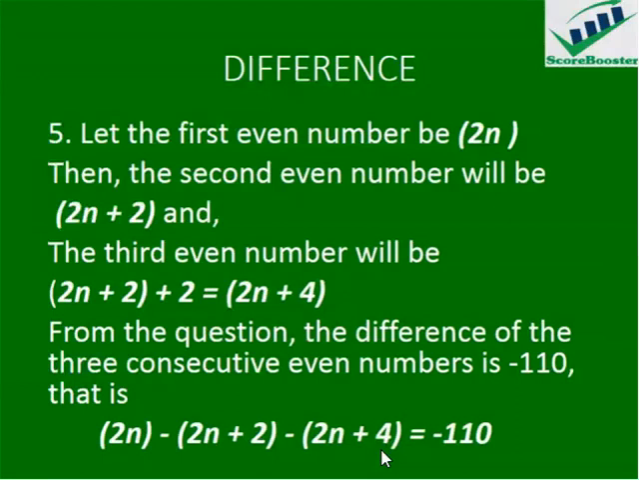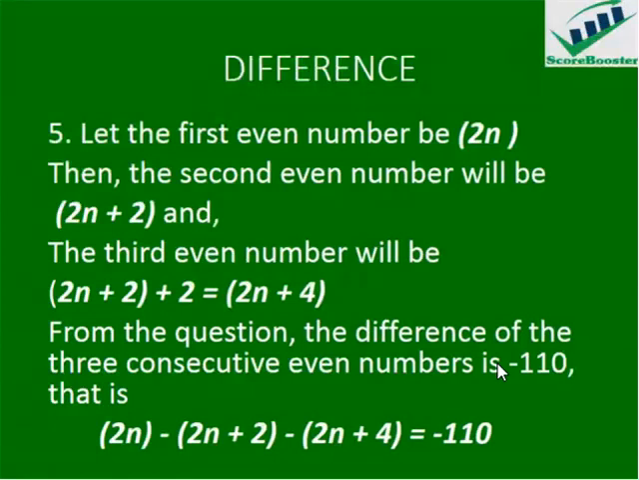From the previous lesson, we already taught how to generate the generating function of even numbers, which is 2n. The difference between even numbers is 2. So for you to get the second even number, you add 2 to the first even number. For the third even number, you add 2 to the second even number. For the fourth even number, you add 2 to the third even number, and so on. So from the question, the difference of the three consecutive even numbers is what?